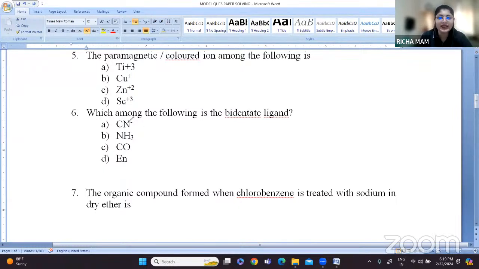So options are A, CN minus, that is the cyano group. B is ammonia, C is carbonyl CO, and D is ethylene. It is a small e, I'll just make the correction. So which is a bidentate ligand among the following, students?